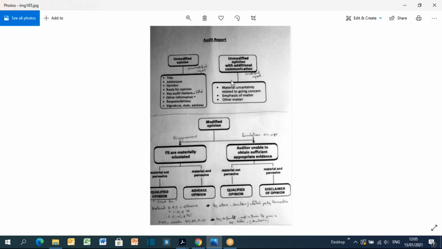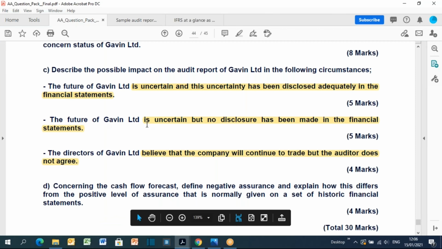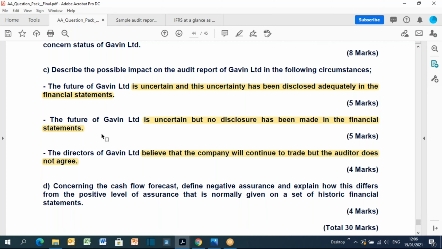So in this case, you can't put a material uncertainty related to going concern paragraph and make reference to that note, saying we've included this paragraph and you should read the notes that the directors are giving at the end of the financial statements. You can't do that because they gave no notes. So in this case, you should say except for, on the grounds of the material misstatement, the financial statements give a true and fair view. So remember this. The directors don't want to put this note. You give except for. You don't give adverse and you don't give disclaimer.